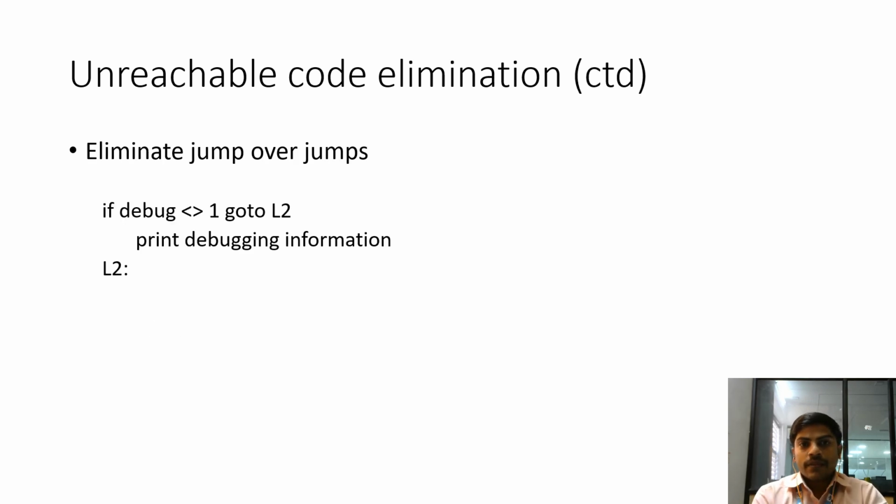Unreachable code elimination is continued. Again, it is the same instruction, checking whether debug is not equal to 1 or is equal to 0. Compared with the previous example, it has unnecessary jumps over jumps. So these kinds of instructions can well be eliminated, ensuring better optimization.